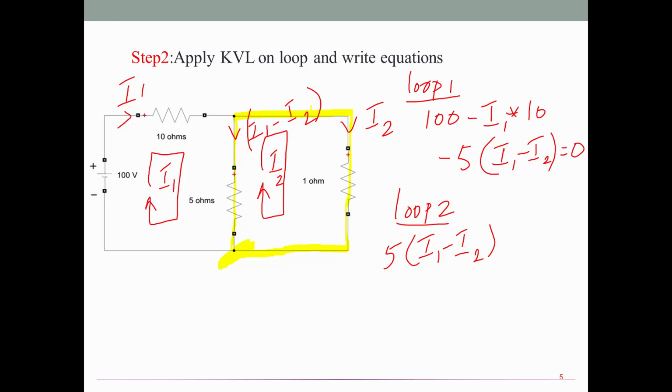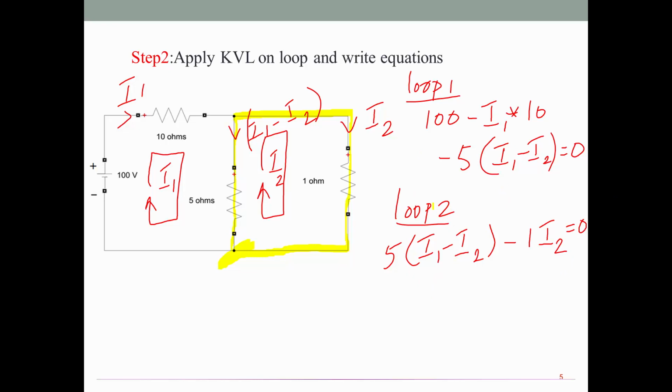Then the next element is the 1 ohm resistor, where both the branch current and loop current are acting in the same direction. That means 1 times I2 with the minus sign. Why the minus sign? Both branch and loop current are acting in the same direction. No other element, so equate the same to 0. So these are the two loop equations I can easily find out.